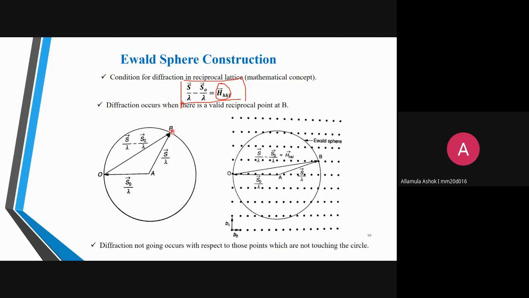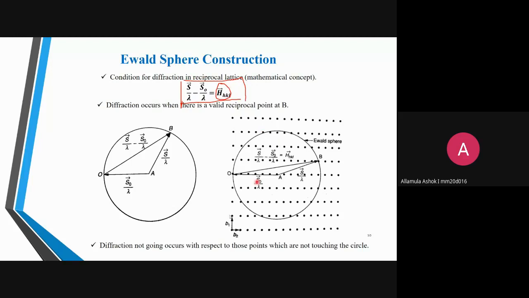That means this is a valid reciprocal point, meaning in this capital H vector it is h b1 plus k b2 plus l b3. These h, k, l are integers. That means any reciprocal lattice point which cuts or touches the Ewald sphere, in 2D it is a circle but in 3D it is a sphere, any reciprocal lattice point which cuts the sphere satisfies the condition of diffraction.